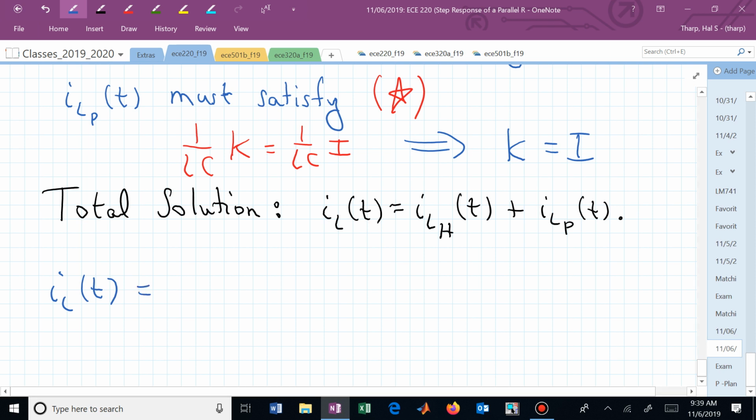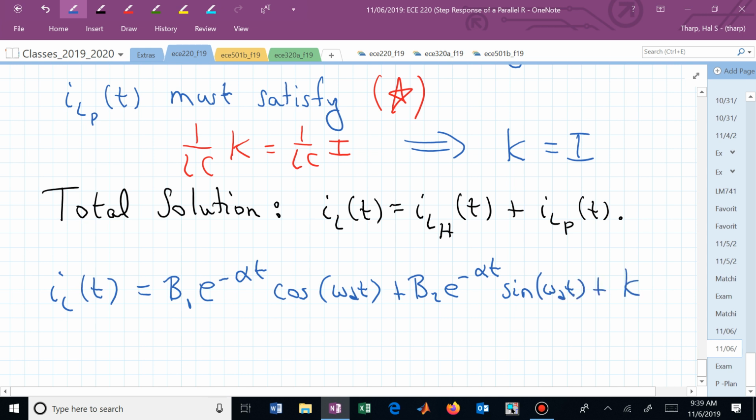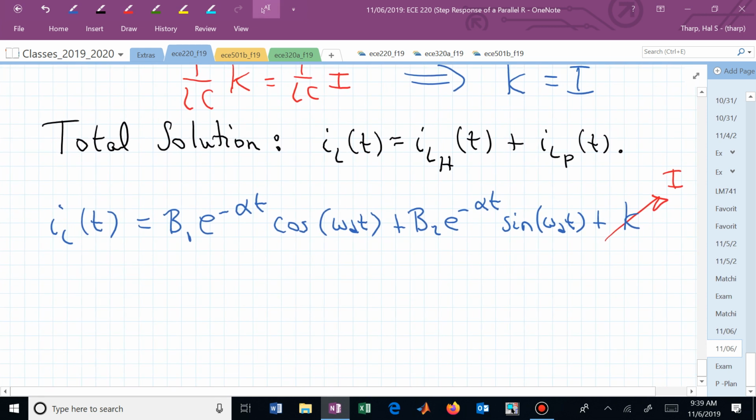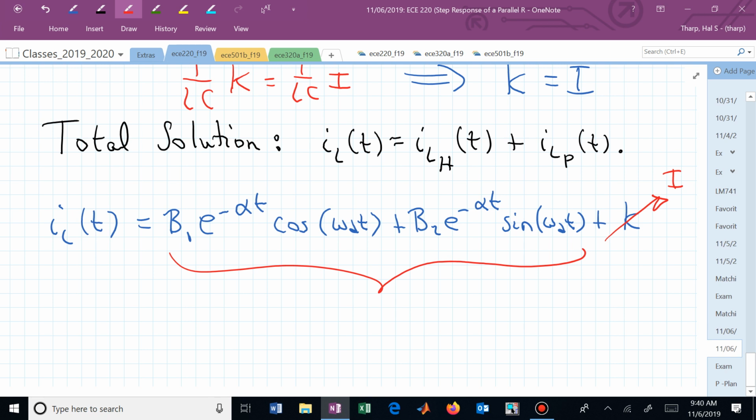So now we have the exponentially damped sines and cosines. B1 e to the minus alpha t cosine omega sub dt plus B sub 2 e to the minus alpha t sine omega sub dt plus the particular solution, which was K, but now we've found that to be I. And we already know alpha and omega sub d from the solution to that characteristic equation. Do you see that this part right here would change depending on where your roots of that characteristic equation are? If they're overdamped, you have the A's. If it's critically damped, you have the D's. If it's underdamped, you have the B's.